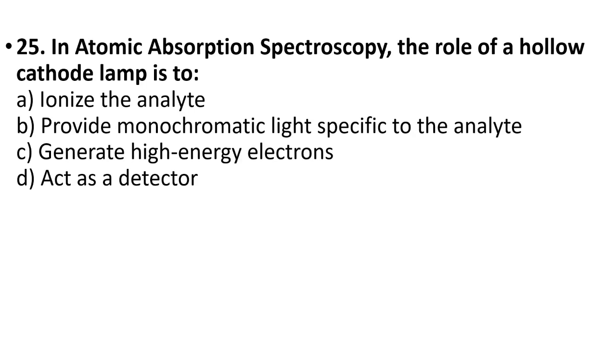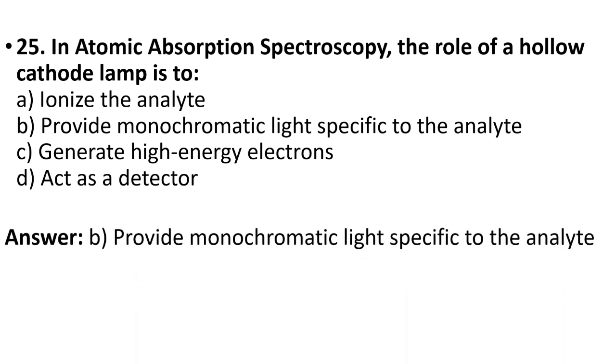25. In atomic absorption spectroscopy, the role of a hollow cathode lamp is to ionize the analyte, provide monochromatic light specific to the analyte, generate high energy electrons, act as a detector. Here the answer is option B, provide monochromatic light specific to the analyte.